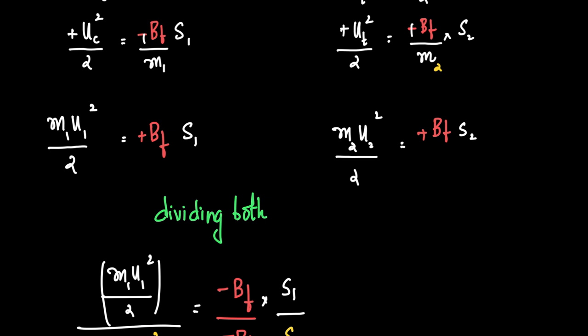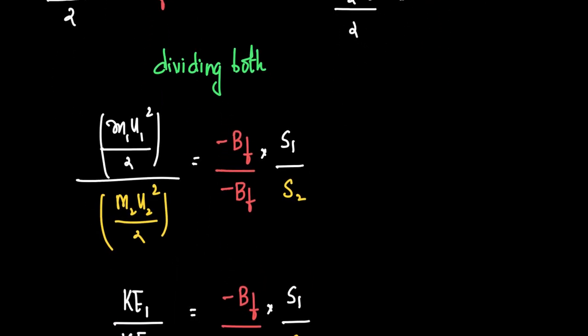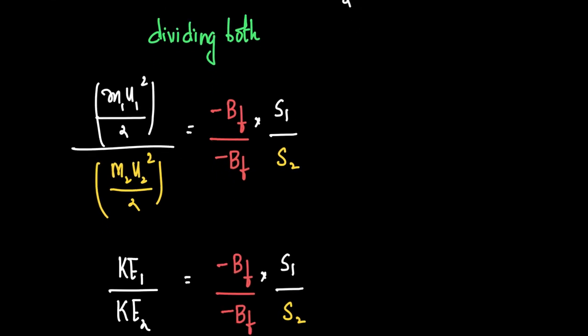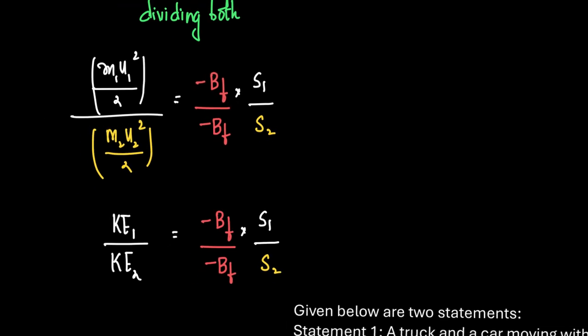S2, right? Now, what is half m1 u1 square? It is exactly the initial kinetic energy of the car. And half m2 u2 square is the initial kinetic energy of the truck. Now, if you divide these two, what you get is kinetic energy 1, m1 u1 square by 2, by kinetic energy 2, m2 u2 square by 2, is equal to bf by bf, which is 1. Of course, I forgot to cancel this out. That becomes 1, and all we get is s1 by s2.